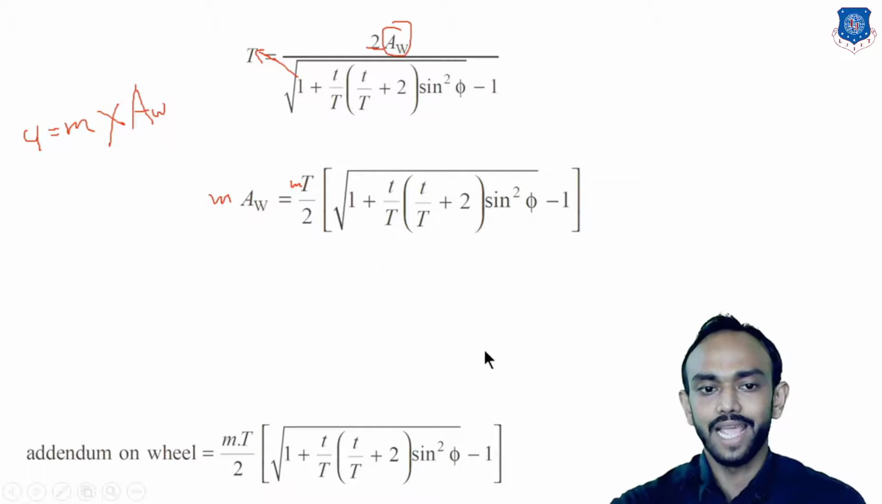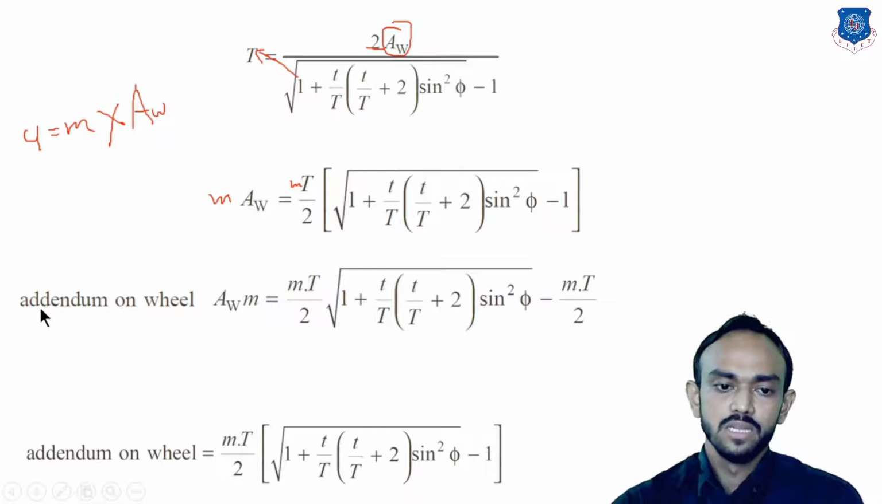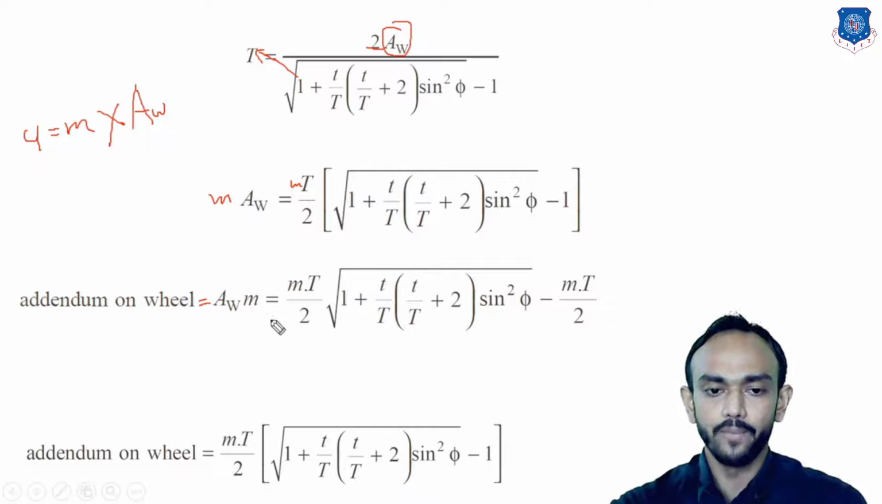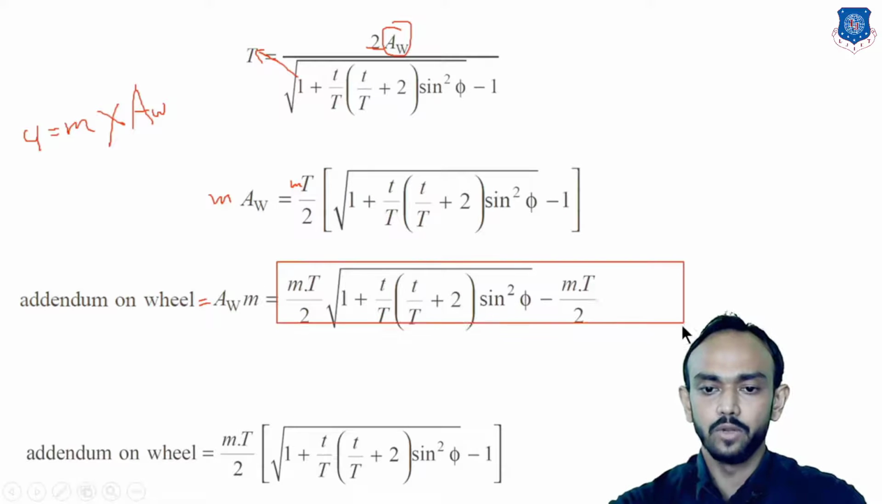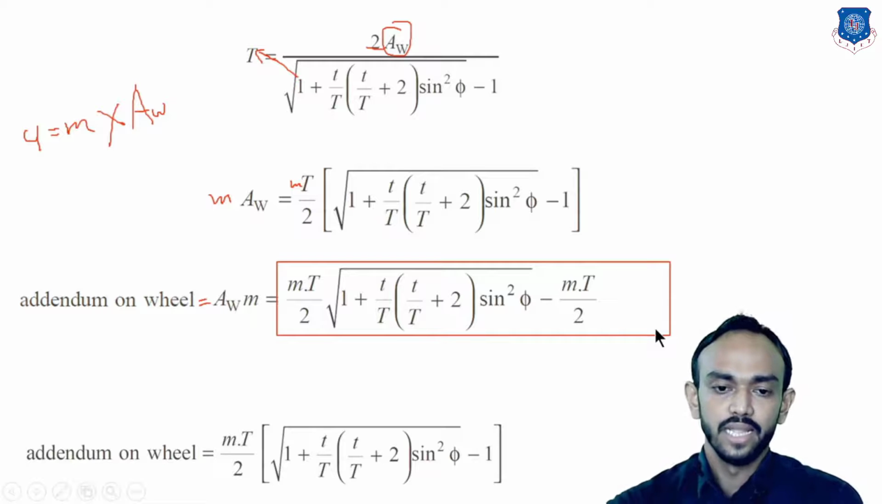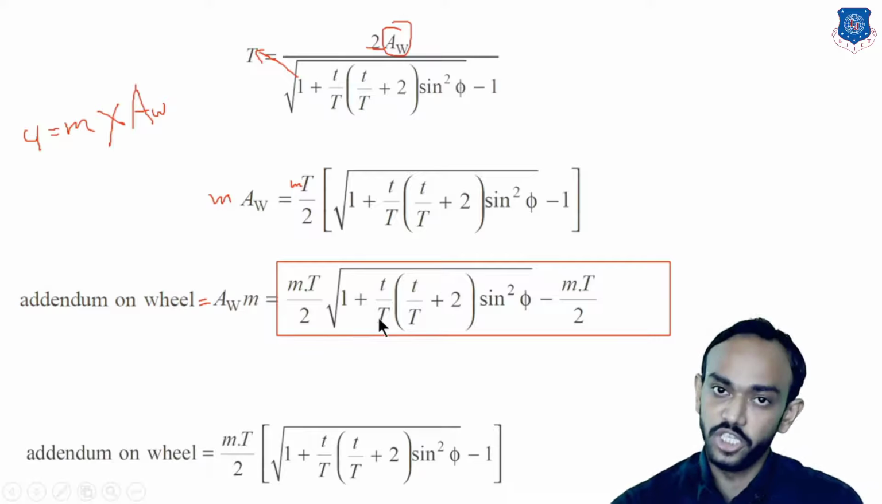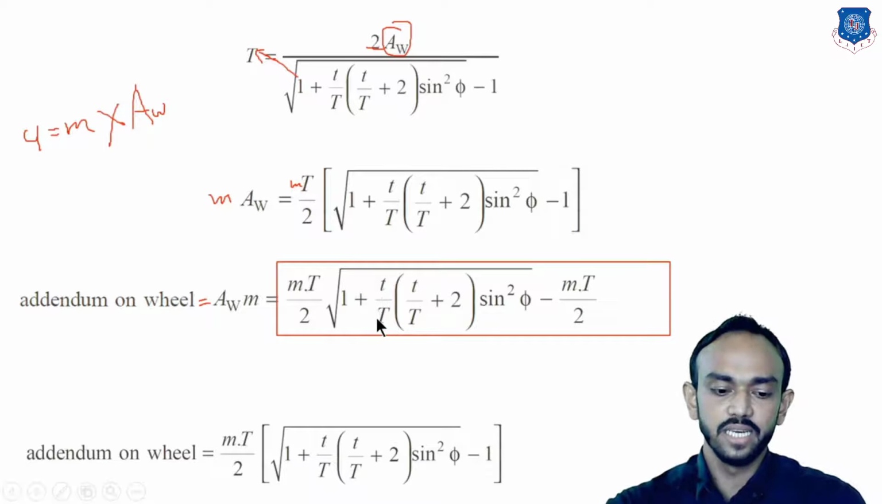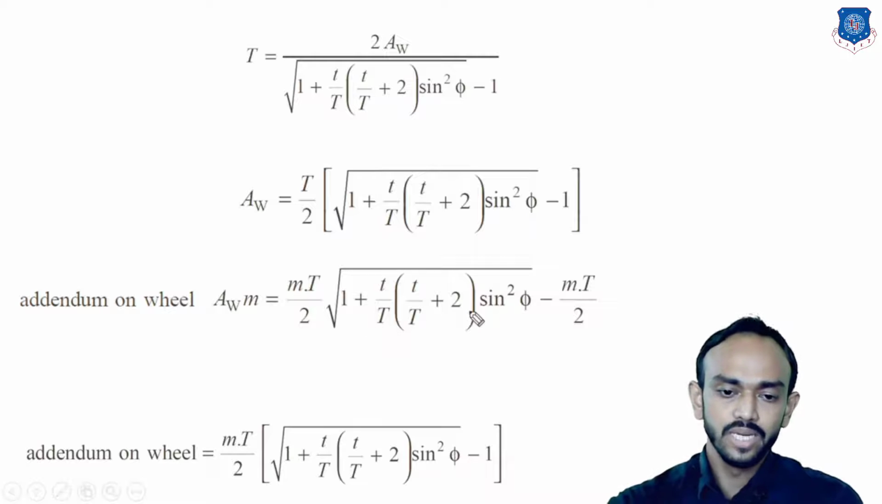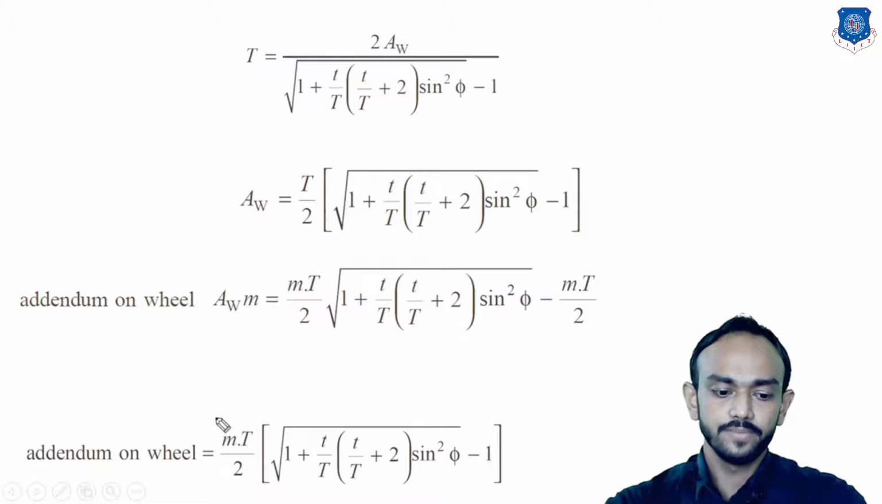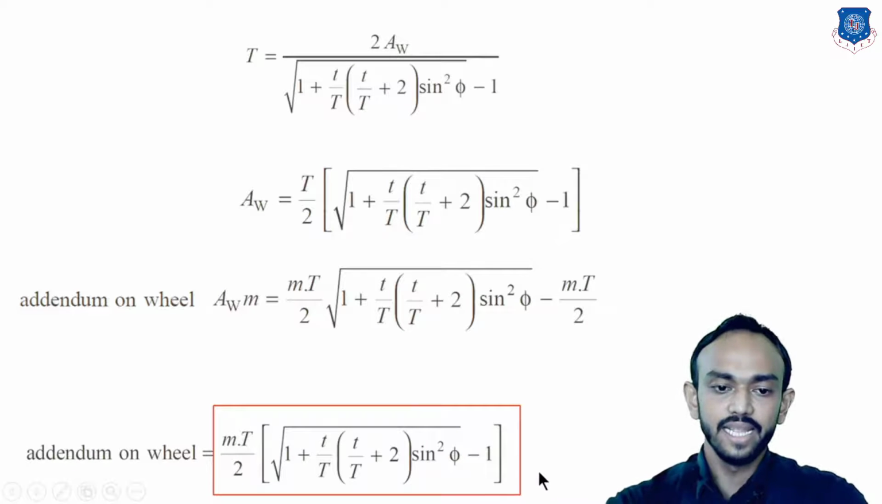So this formula will be like this: addendum of wheel is equal to capital AW into M, or you can write this as M into capital T by 2 under root. And in this formula, small t by capital T you can write as 1 by G. Here you can write 1 by G, same as here 1 by G. Both formulas can be used, depending on what is given in the data. So this formula is for directly finding the addendum.